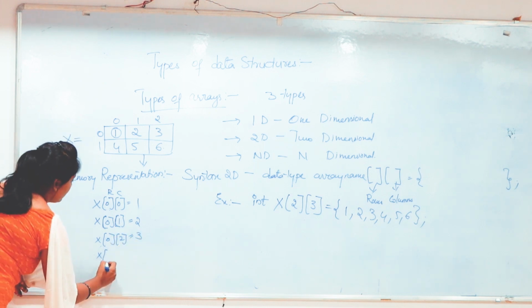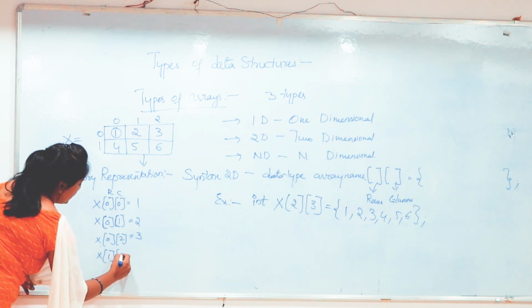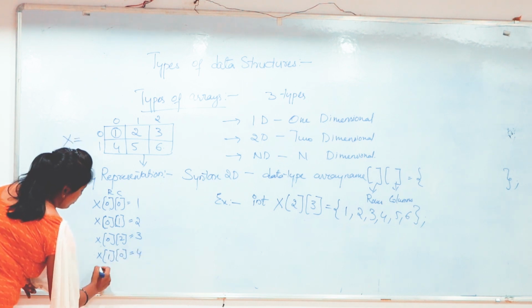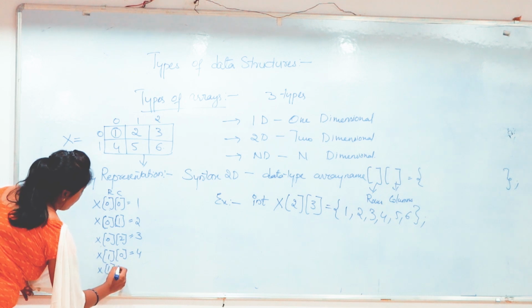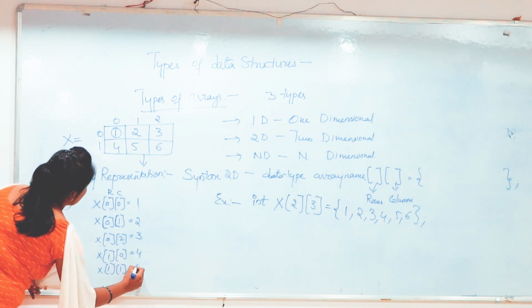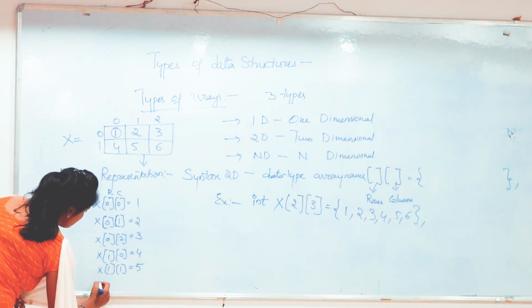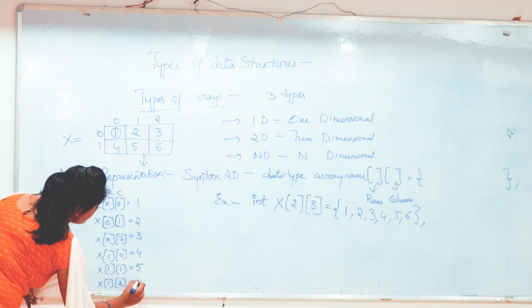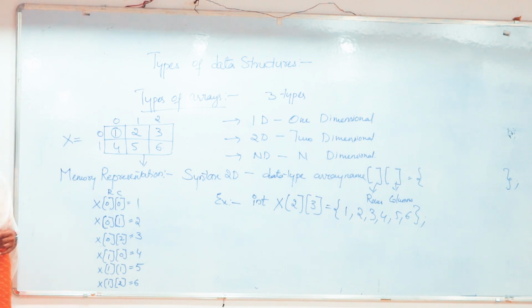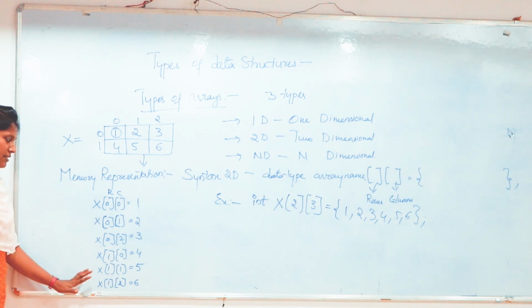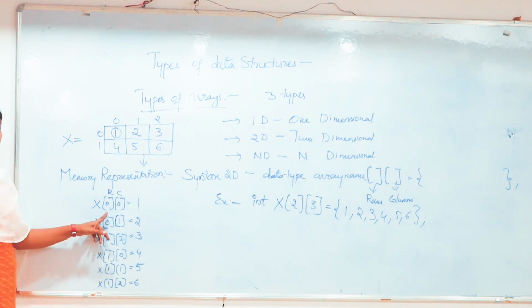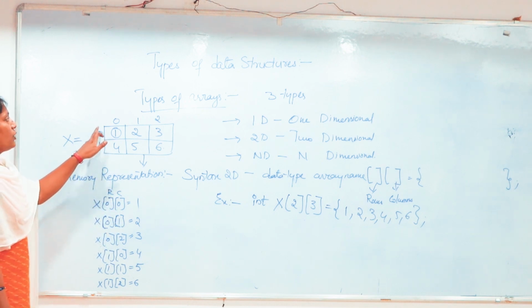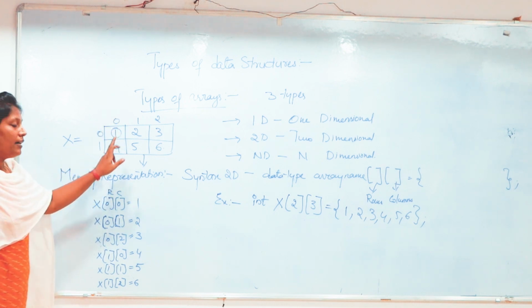And X of 1, 0, here the element is 4. And X of 1, 1, the element is 5. And X of 1, 2, the element is 6 here. Like this, the elements will be stored in the two-dimensional array. The memory representation will be represented like this. At the intersection or combination of the row and the column, the element will be represented.